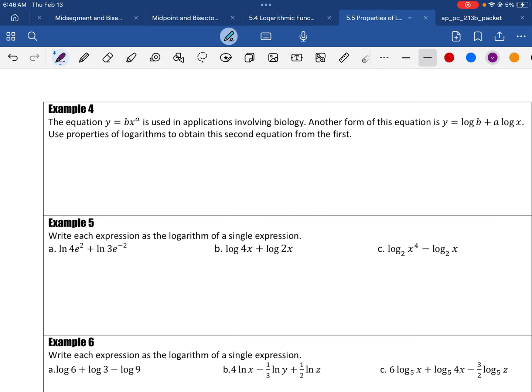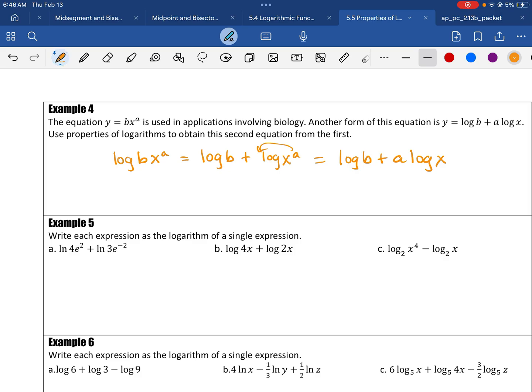Okay, example 4 says the equation y equals b times x to the a is used in applications. Another form of this equation is y equals blah, blah, blah. Use properties of logarithms to obtain the second equation from the first. Okay, so we've got y equals, we don't need the y. We're just writing it as a log. So the log of b x to the a, that's going to be log of b plus log of x to the a with the power out front. We get log of b plus a log of x.